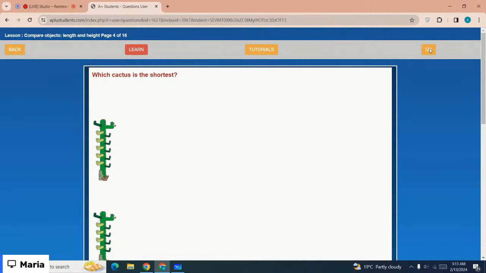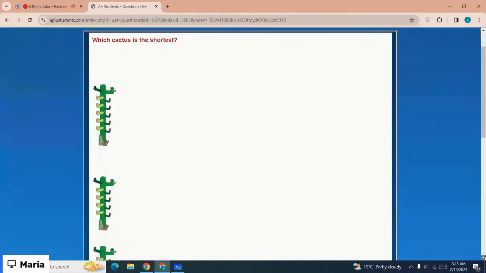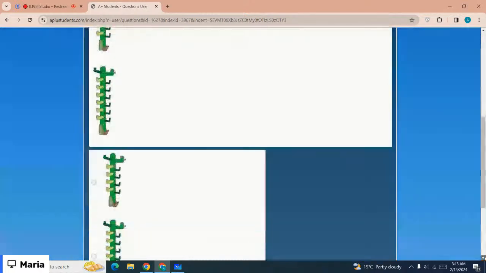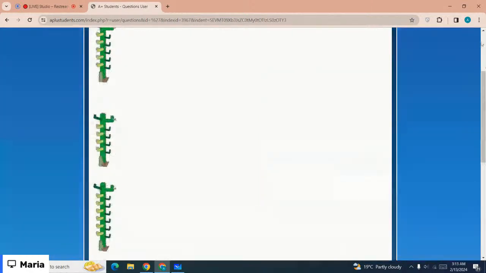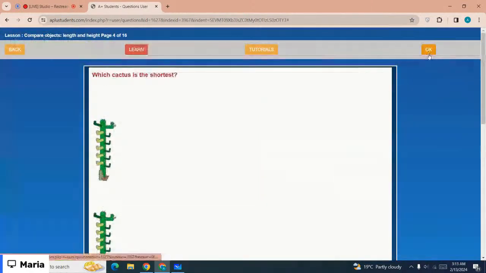Which cactus is the shortest? So which is the correct option? You are given... So which is the shortest one? Just look at the options. Yes, option number one is the correct option. That is the shortest one, right? You have to see height here, right?